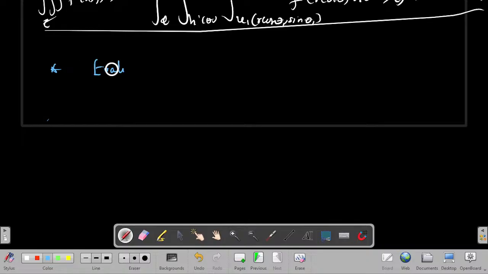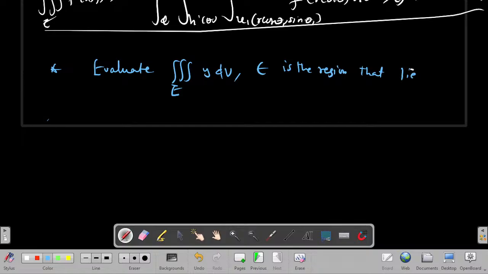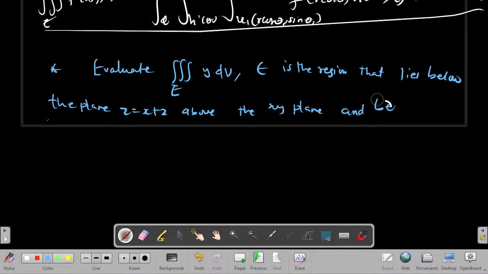Evaluate the triple integral over region E of y dV, where E is the region that lies below the plane z is equal to x plus 2, above the xy plane, and between the cylinders x squared plus y squared is equal to 1 and x squared plus y squared is equal to 4.